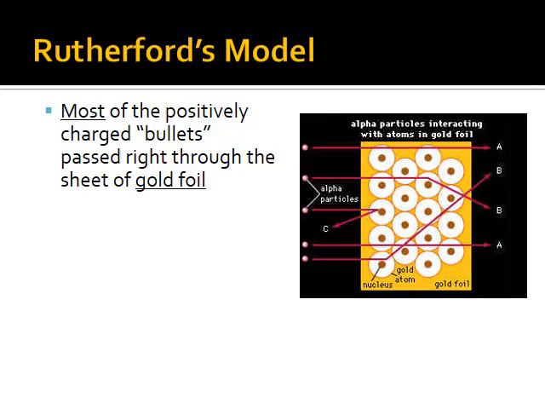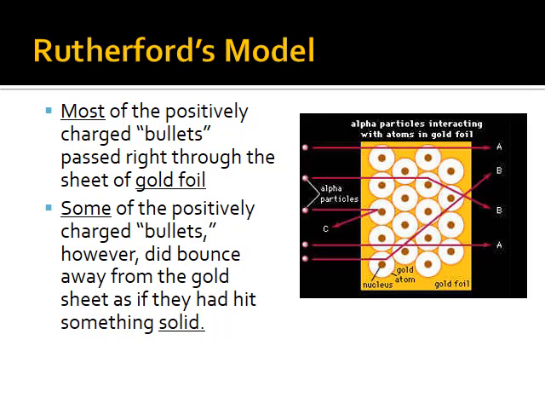But the biggest issue is some did not. Some of these bullets bounced off. So a lot were deflected, like these ones here, and then some actually shot back as if they'd hit something solid. When Rutherford did this, he described it as, it was as if I shot cannonballs at a Kleenex and they bounced off. That's how much energy he was expecting from this and why it threw him off. So that's why it was so surprising.